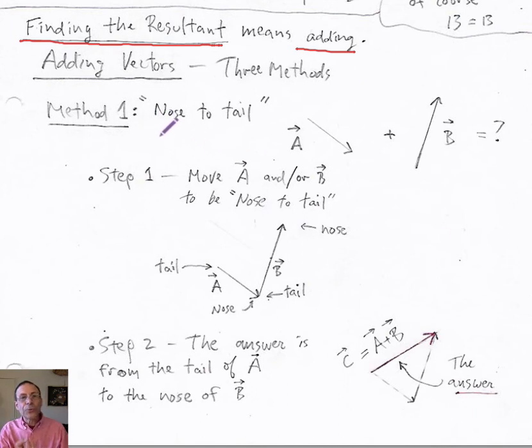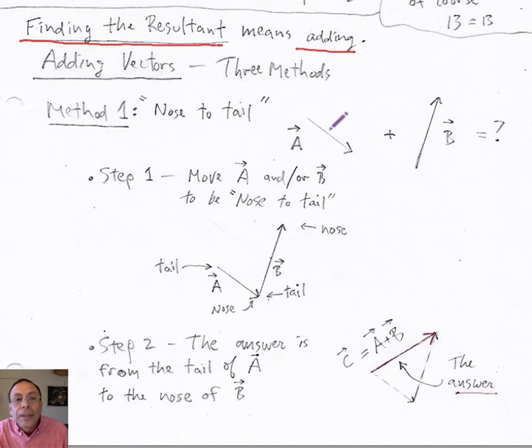I'm going to show you three different methods. And the reason I'm doing three different methods is because they all lend themselves to different aspects of the physics. They all accomplish the same thing. They're all adding vectors, but the emphasis, the way it looks, is going to be a little different. So my first method is the nose to tail method. That's my personal terminology. It's not official physics language.